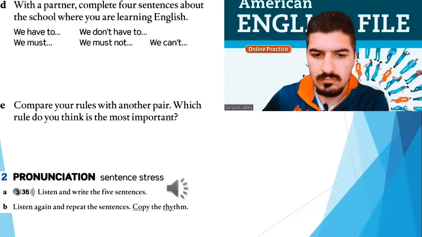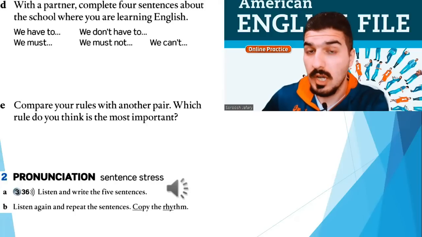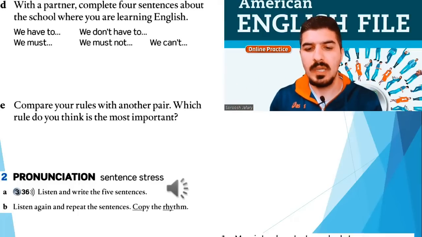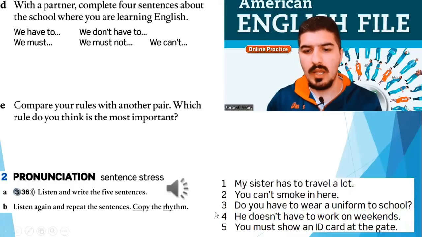5. You must show an ID card at the gate. Okay, well done. Check your answers with your friends. These are the answers. Number 1, my sister has to travel a lot. Number 2, you can't smoke in here.